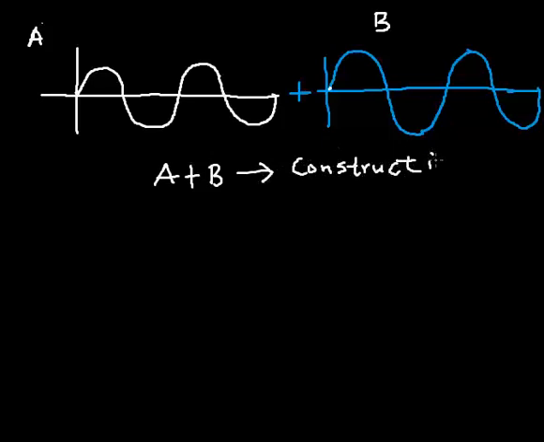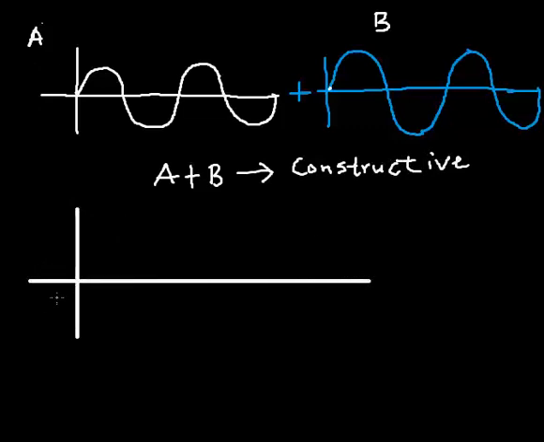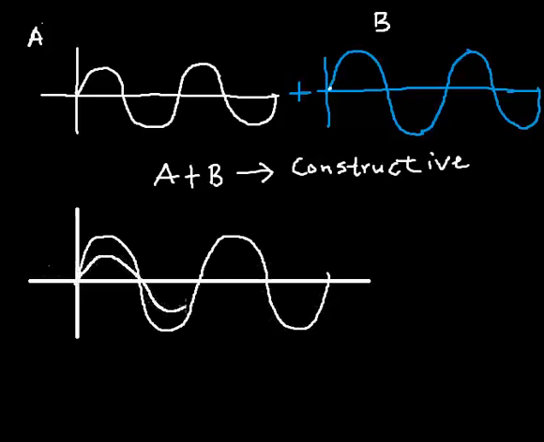Constructive interference. Why? Because the combined wave now will become the addition of the two waves. The two waves will overlap. So you see the two waves will overlap, so the one with the small amplitude overlaps with the other one. Okay, so this is the combination of wave A with B, constructive interference, and that happens when the crest of wave A coincides with the crest of wave B, and the same with their troughs.